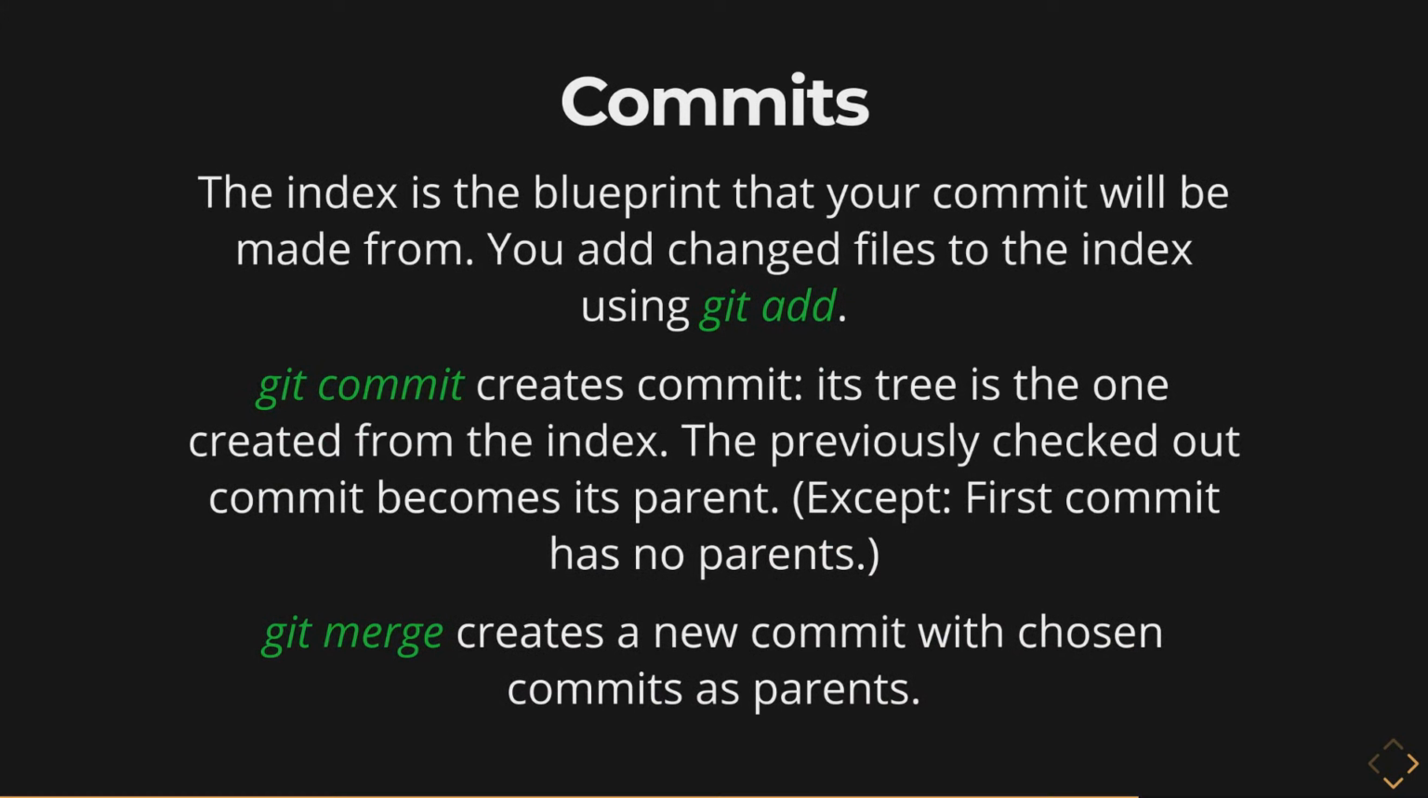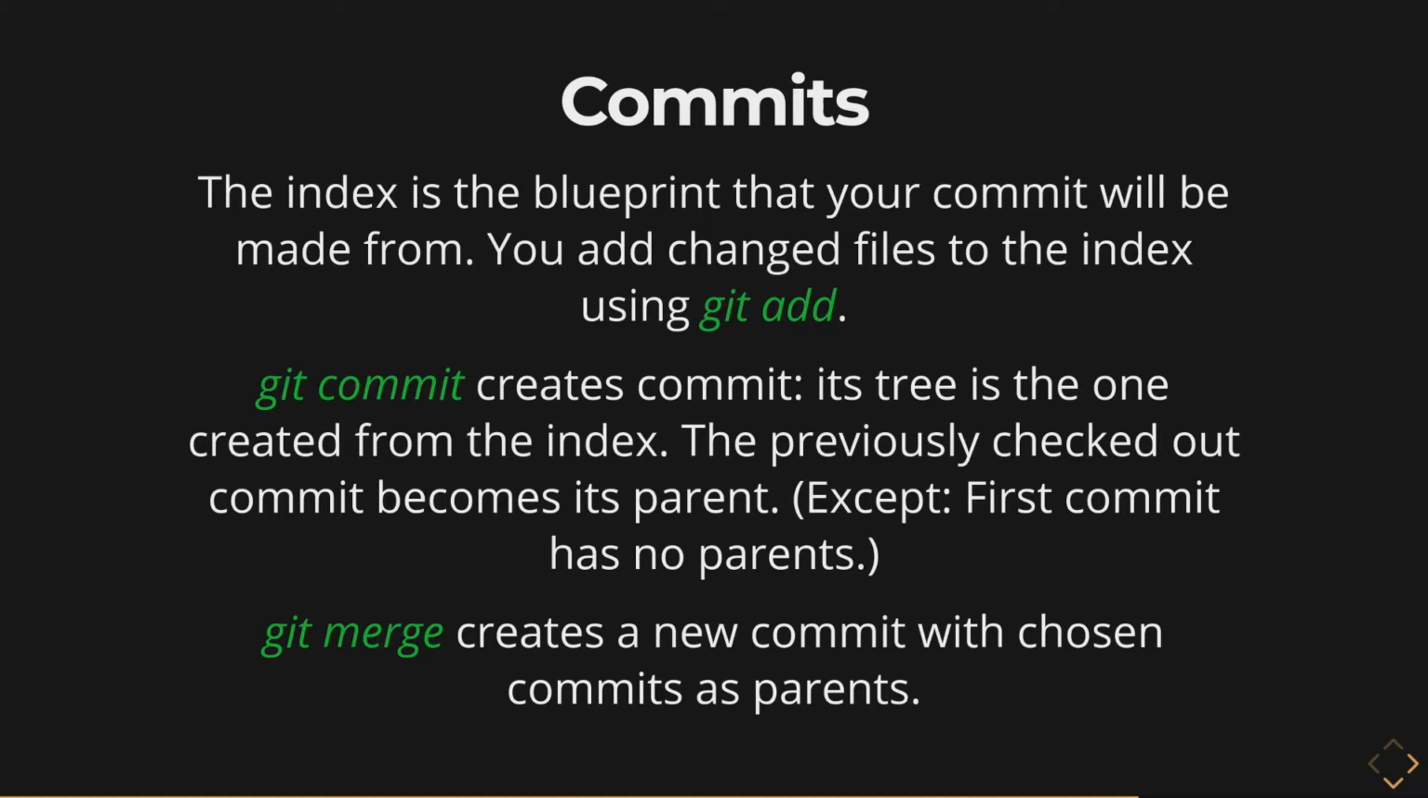Just check commits. Now, as we've said, creating a commit happens using the index. You use git add to add files to the index. When you run git commit, Git creates a commit by constructing the necessary trees from the index and making sure that it has all the necessary blobs. And the parent of the commit that you've created will of course be the previously checked out commit.